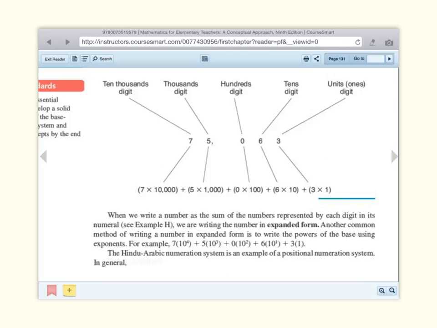So it's the same value, that's still 75,063, but instead of writing 7 times 10,000, the 10,000 was replaced by an exponent, 10 to the fourth, which is 10,000. Instead of writing 1,000, we write 10 to the third. Instead of writing 100, 10 squared. Instead of writing 10, 10 to the first. Instead of writing 1, we'd still write 1. You could actually write this as 10 to the 0, because 10 to the 0 is 1, but we don't do that here.